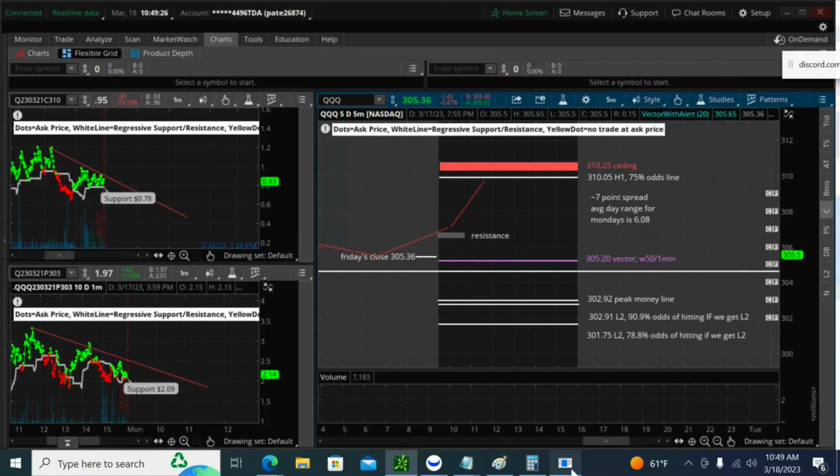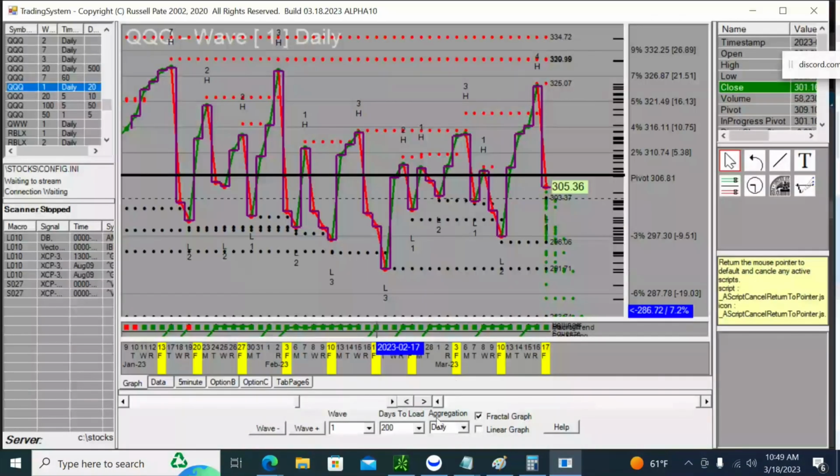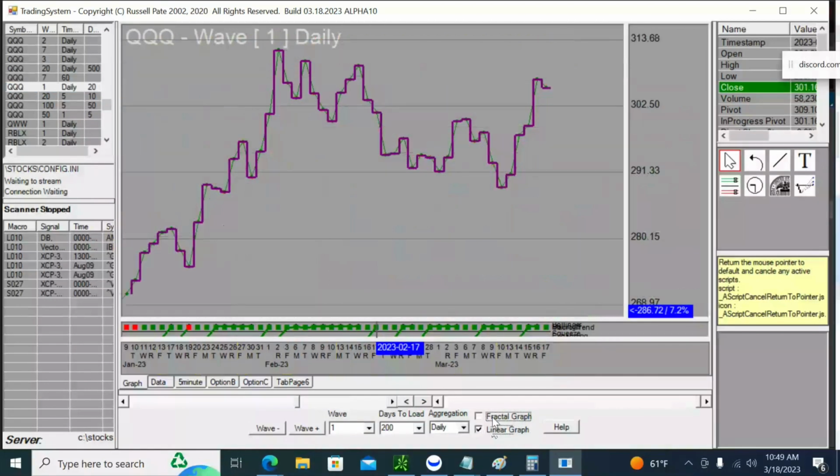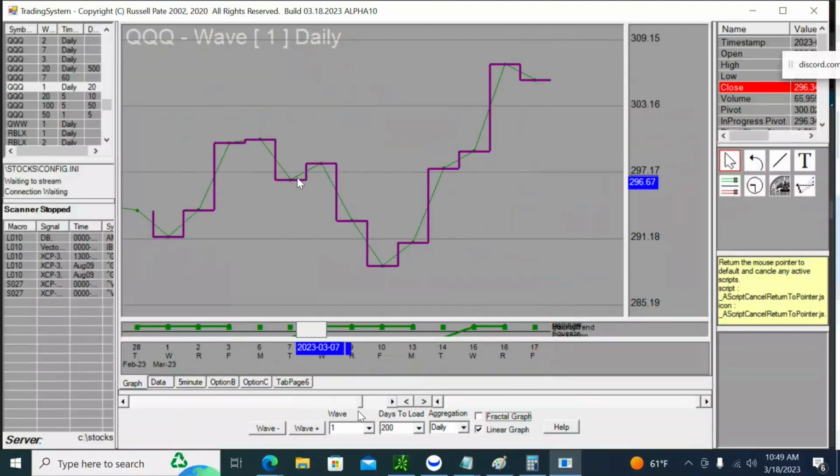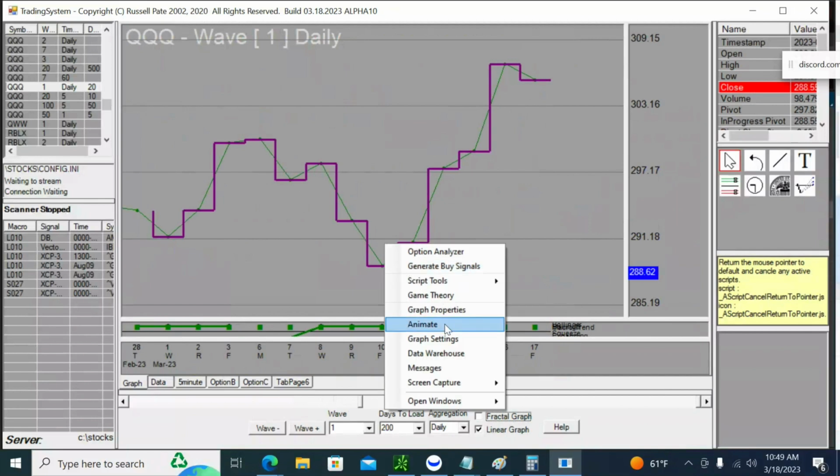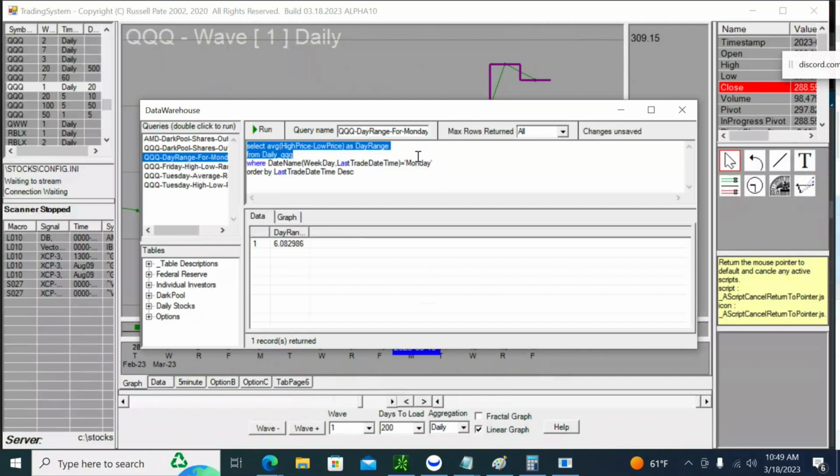Another thing, on the QQQ daily, let me go into a linear graph. I don't show this yet, I have another thing that will. So there's this dispersion of close to close prices and close to open. I can probably create that real quick. What that is is the close price minus the open price, variance.